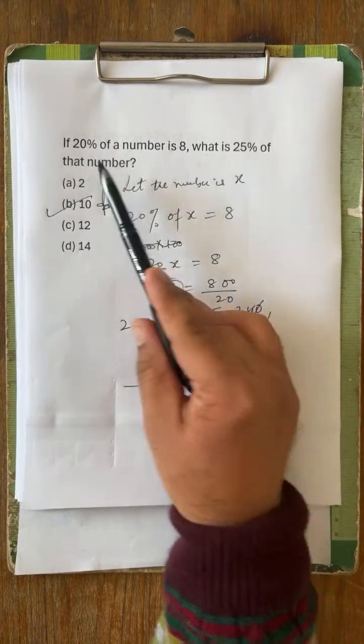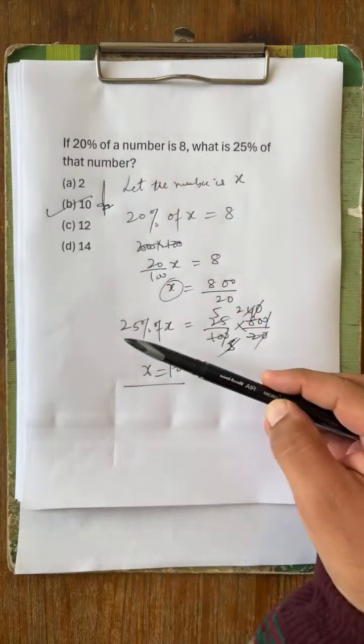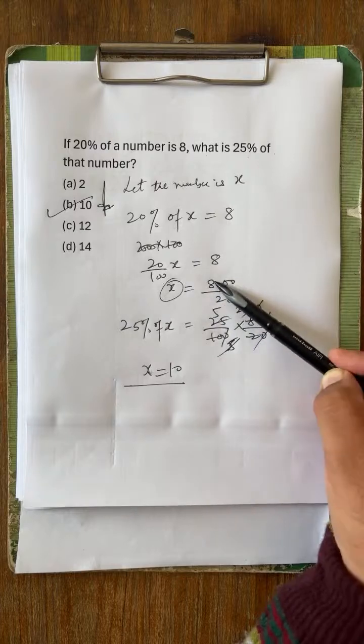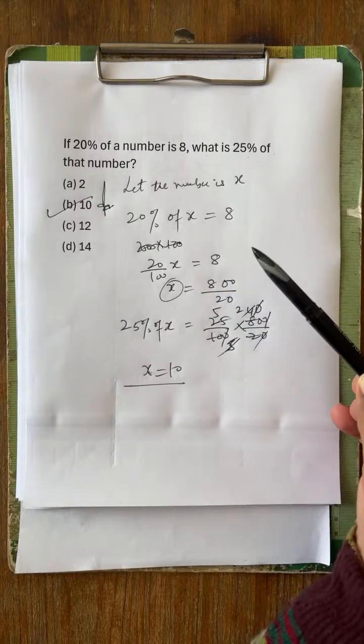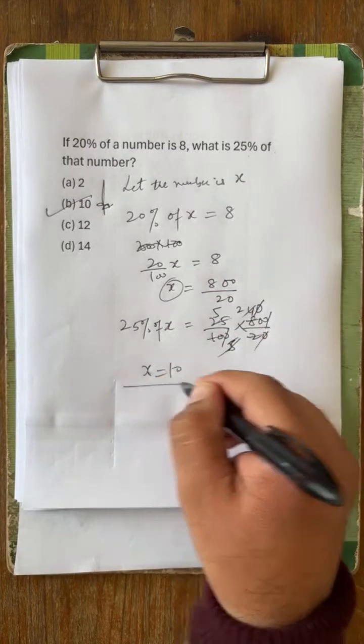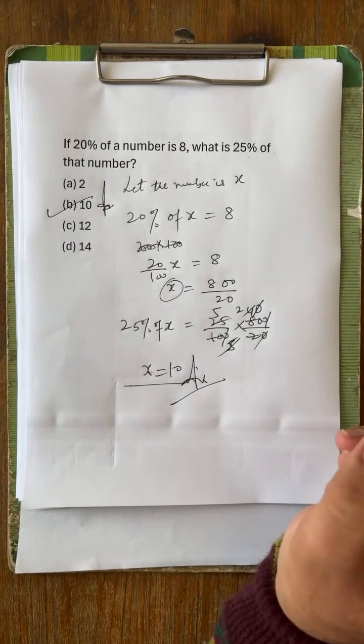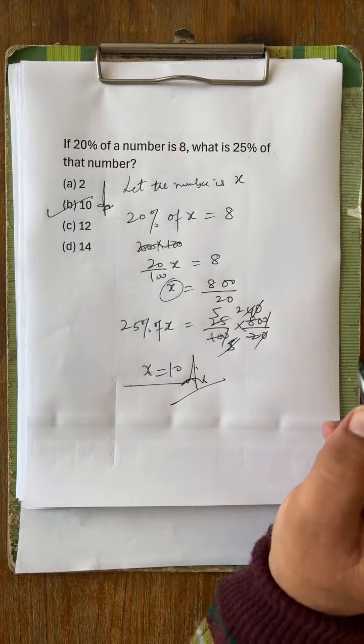So we have to find 25% of that number. So 25% of x will be 25 upon 100 into 800 upon 20. After solving this, we will get our value as 10. Hope you understood this question. Let's move to the next question.